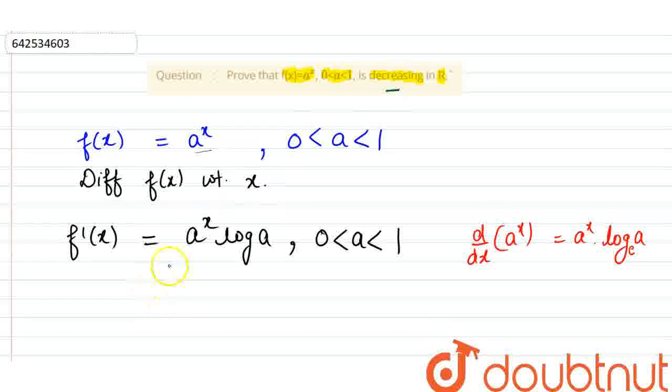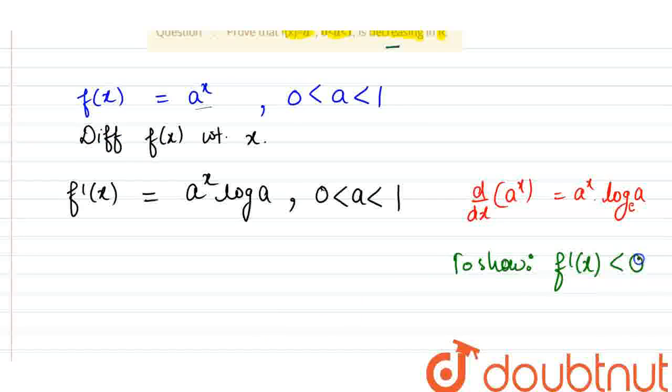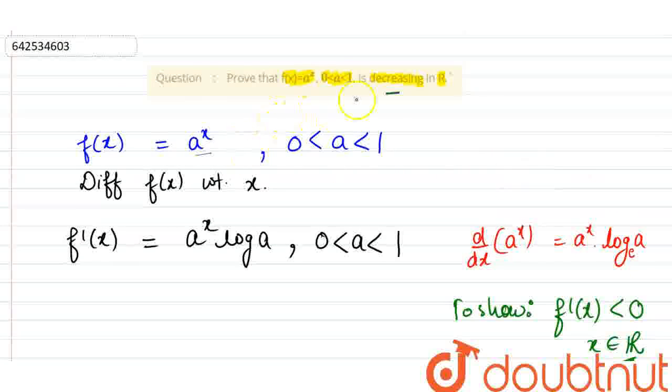So for decreasing, if we will show f dash x is less than 0, then we can say function f of x is decreasing throughout the real number line, and this is for all x belongs to R. If we will show this, f of x will ultimately be a decreasing function in R.